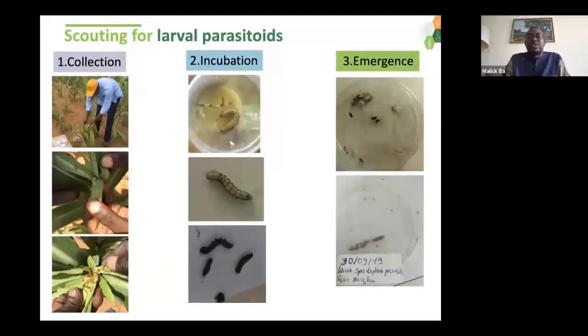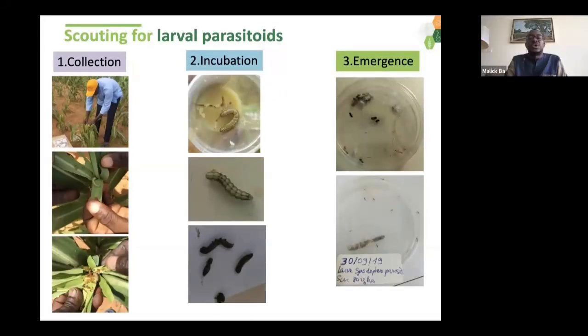For larval parasitoids, it's the same way. You collect the larvae in the field, but you have to make sure that you collect all stages, not only big larvae. You have to collect small ones, medium size, and large, to make sure that you have all the types of parasitoids that could parasitize the different larvae.